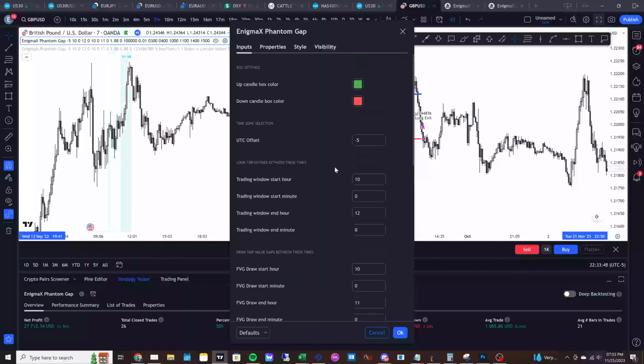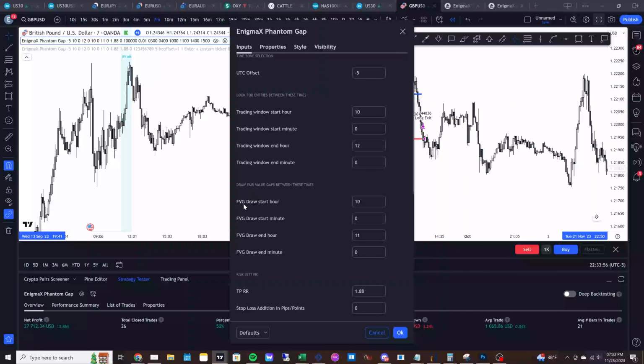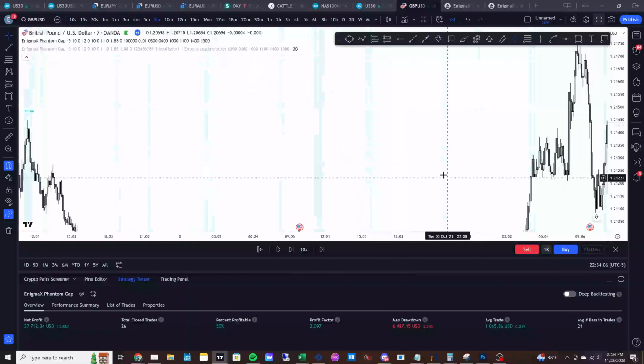So just to go over everything once again, your trading window is going to be the hours that you're looking for entries, and then the FVG draw hours is where it's looking for the fair value gaps to take a trade from. So it's looking for imbalances in the market and continuations of the trend.